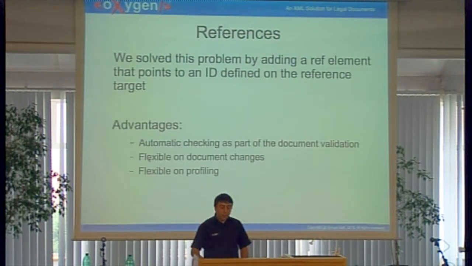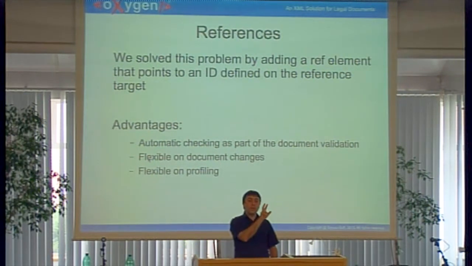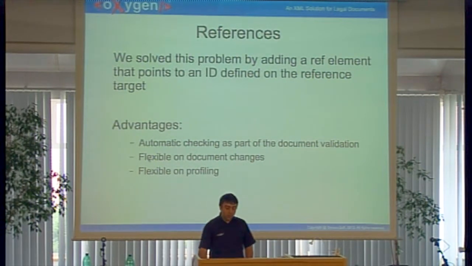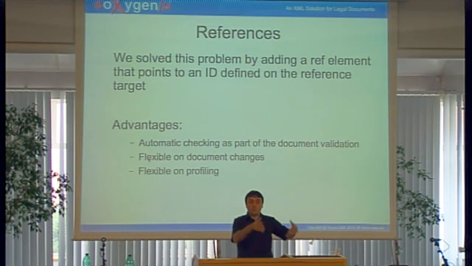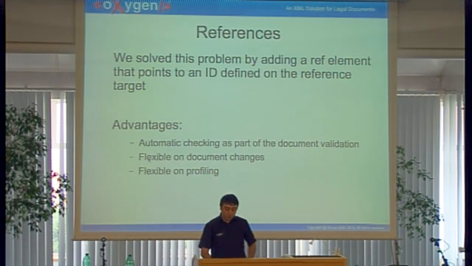So we added this ref element with an ID, and we allow some elements to have an ID defined on them. So with this ref element, we can just point to an existing ID in the document. This has the advantage of automatic validation, right, as part of the ID/IDREF support from XML. And if you have changes in a document, the references are basically anchors, so they just move and you still have the reference pointing correctly to that place.